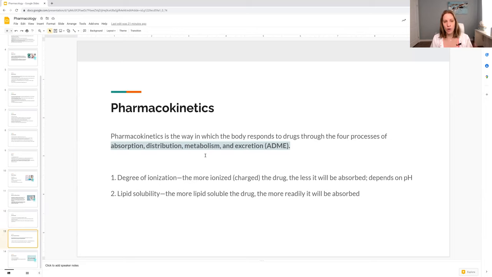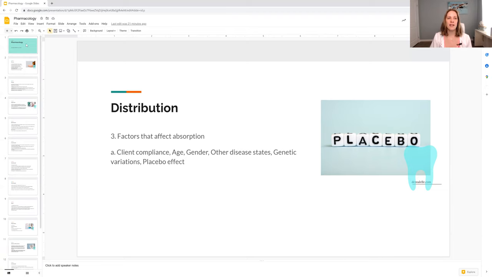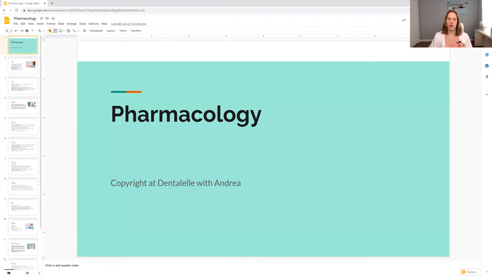The pharmacokinetics, which we talked about earlier, the four processes you have to know. So the absorption, the distribution, the metabolism, and the excretion. These things are must-know for the exam as well. So we talk about so much more inside the course, you guys, but I wanted to give you a rundown of the basics of pharmacology.